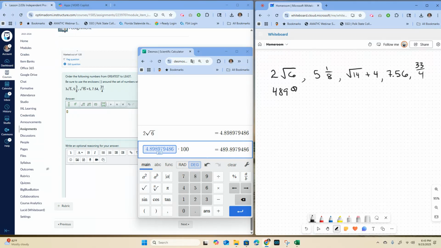This is an estimate, okay? I don't need to write the whole thing. I'm estimating. I'm rounding. Okay.